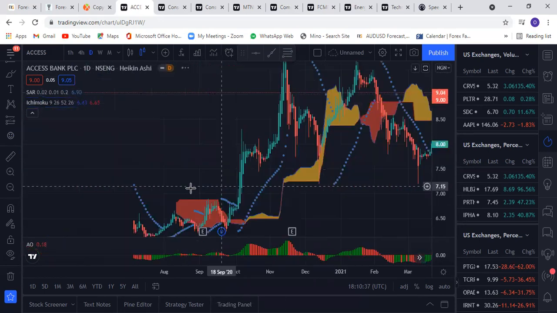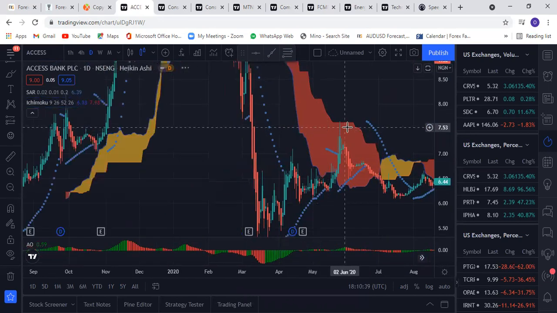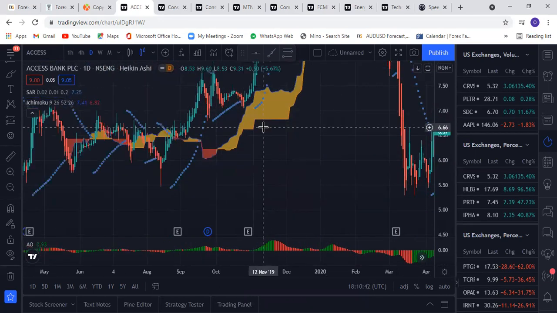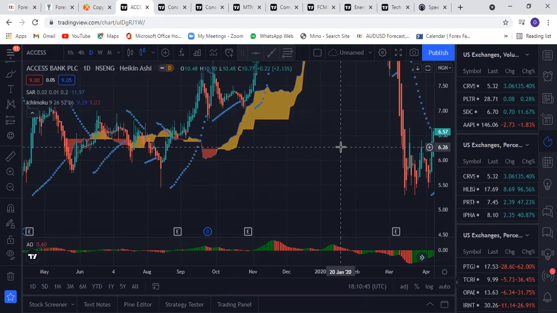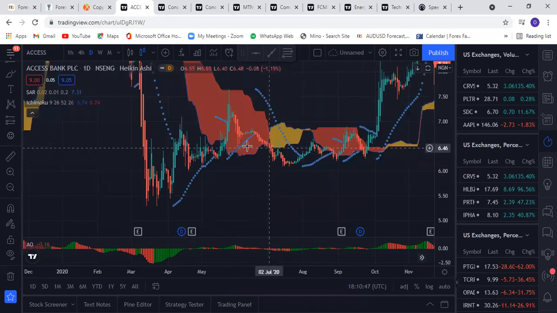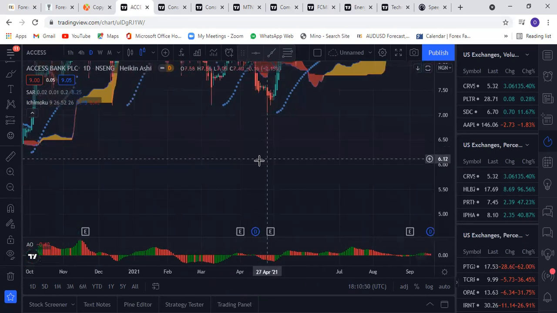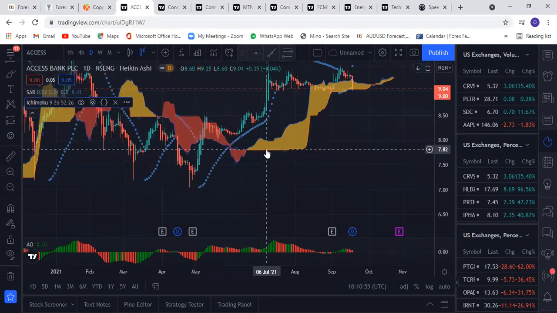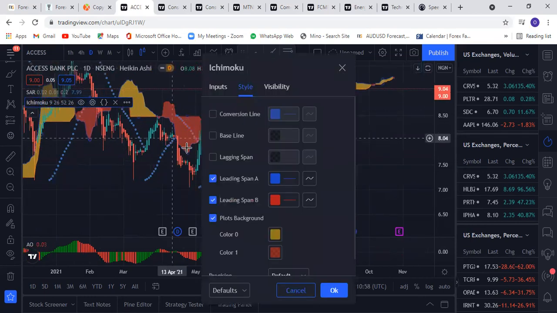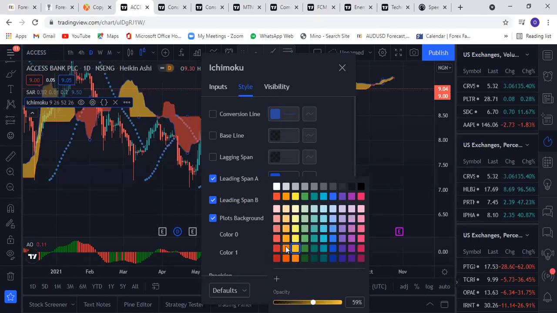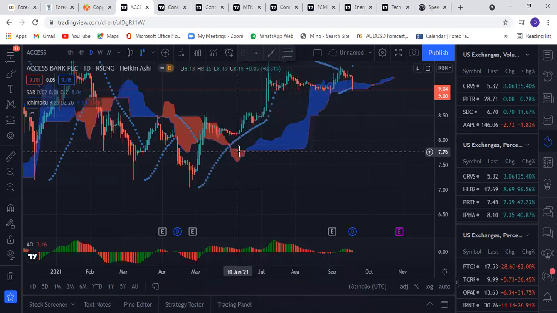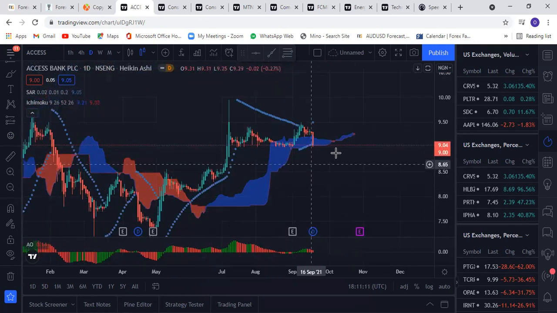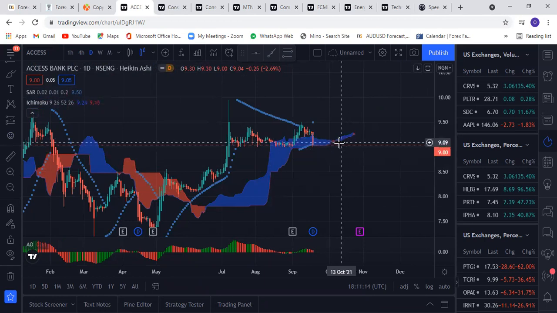This is the cloud. What the cloud does for me is tell me the trend. But one thing I like about this indicator is that it tells you the future direction. It's an indicator that tells you something that is most likely to happen in the future. Anytime you see this cloud, if the cloud turns to, let me make it, I think I like blue. If the cloud turns to blue, that means it's an uptrend. From here, we say it's an uptrend. Looking at it now, it looks as if it's still an uptrend.